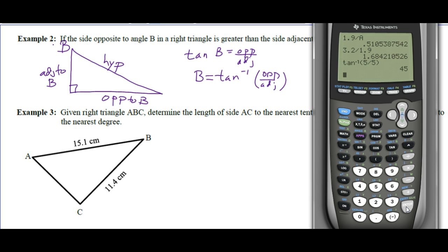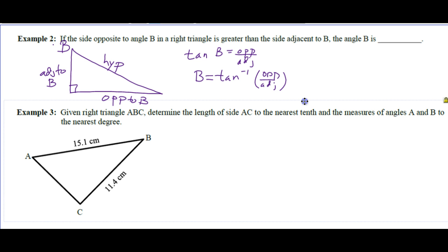Now, let me make the opposite side bigger. So what happens if we go tan inverse, we go 6 divided by 5? Will I get a number bigger than 45 or smaller? We get a number that's bigger. Okay? So then we know that angle B is greater than 45 degrees.